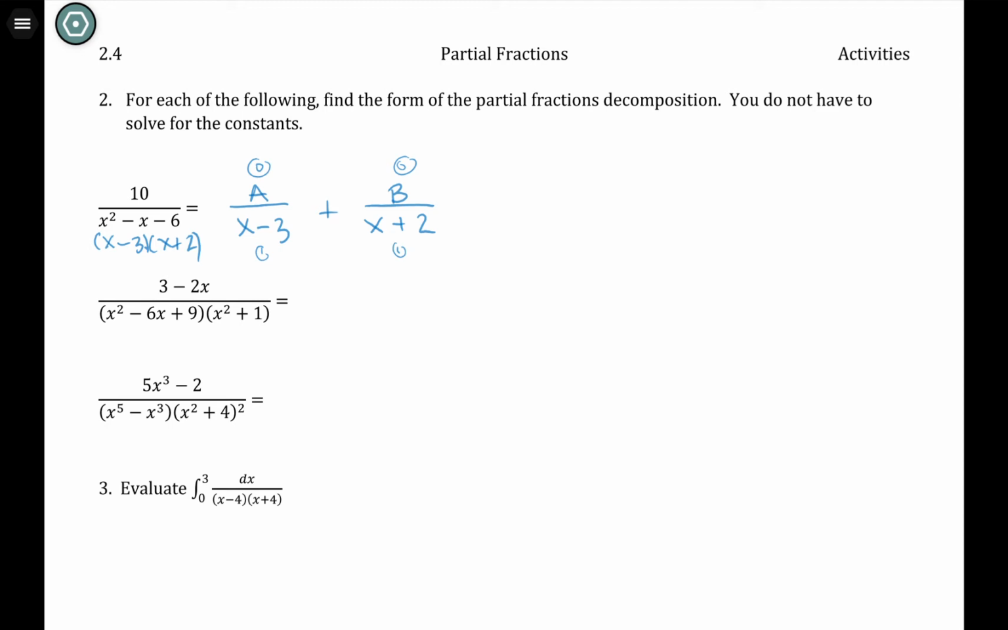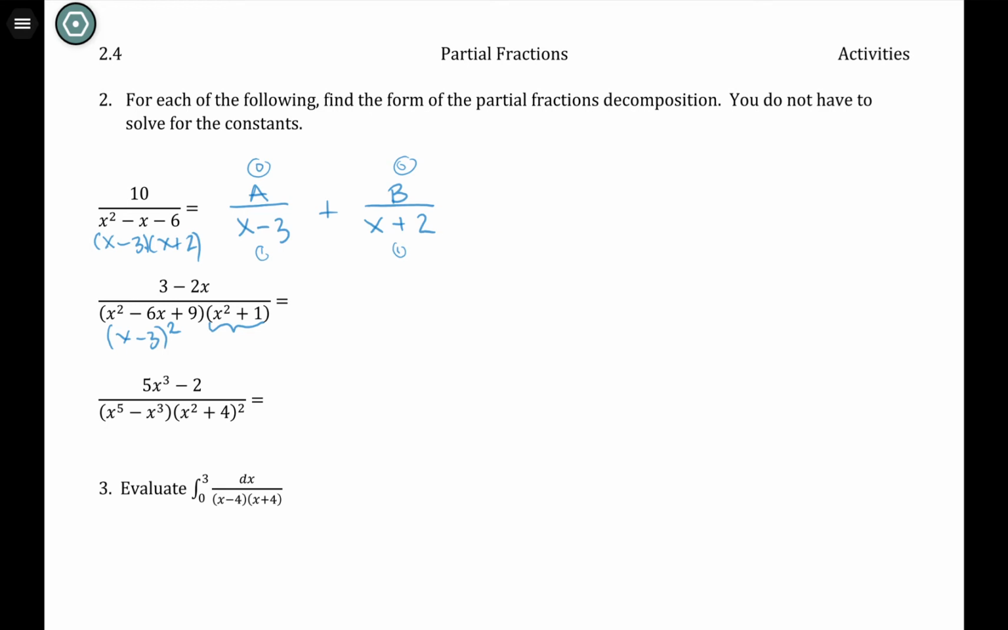The second one, the x squared plus 1, that's one of those irreducible quadratics. You cannot factor that further. You're stuck with a quadratic. You'll have to compensate for that when you split this up. Okay, so x squared minus 6x plus 9, that does factor a little more. That factors to x minus 3 times x minus 3. So this is an interesting one because we have a repeated factor with that square on it, and we have an irreducible quadratic.